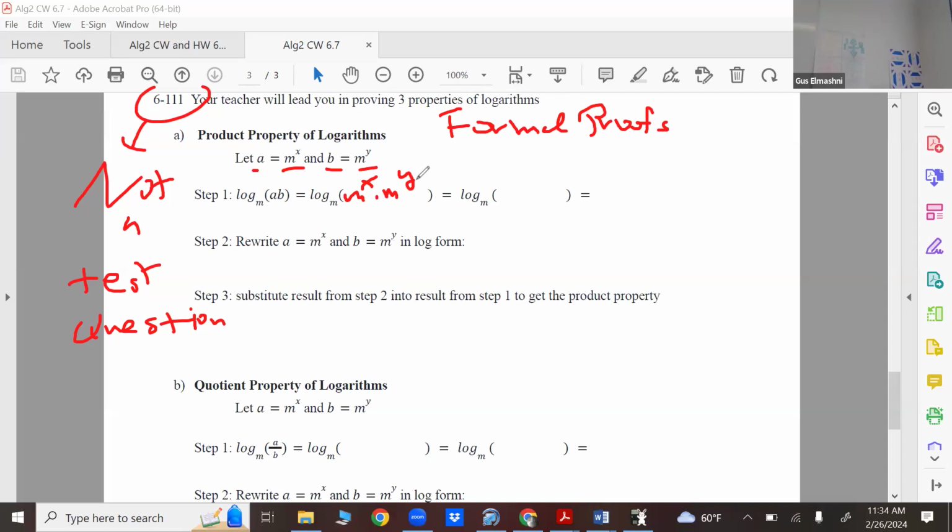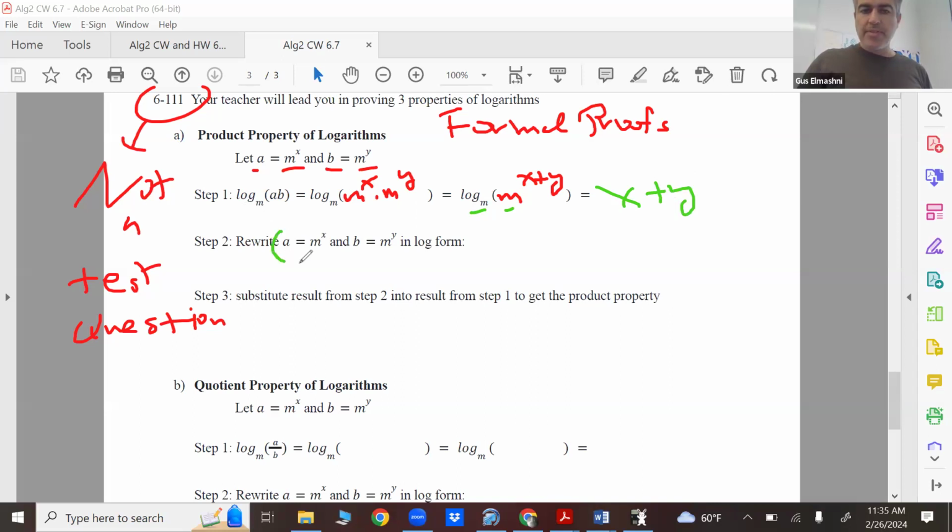So replace a with m to the x, replace b with m to the y. Now what happens to these two guys? These are two powers of the same base. Well, how can you make it one log? Good. Think about it. Perfect. So it becomes log base m of x plus y. Well, here's the thing. What happens when the base and the argument are the same? We know this now, it's x plus y. And guess what?